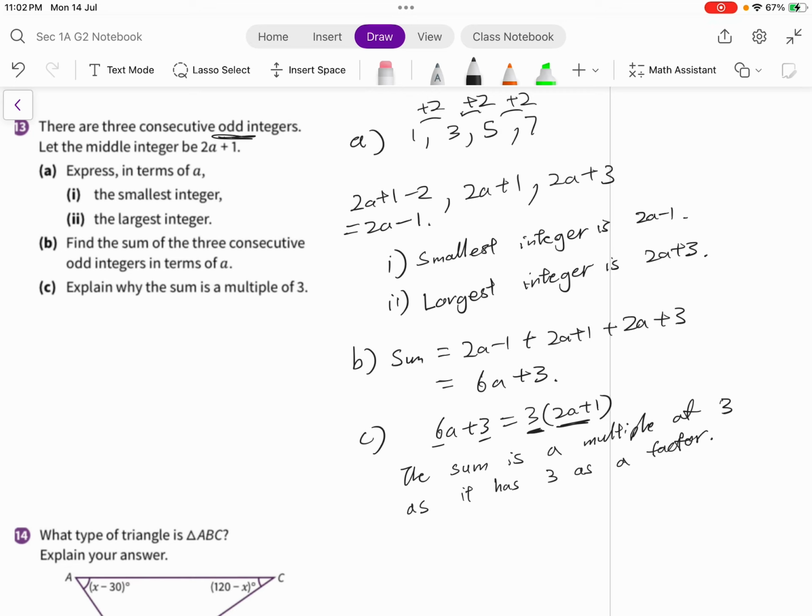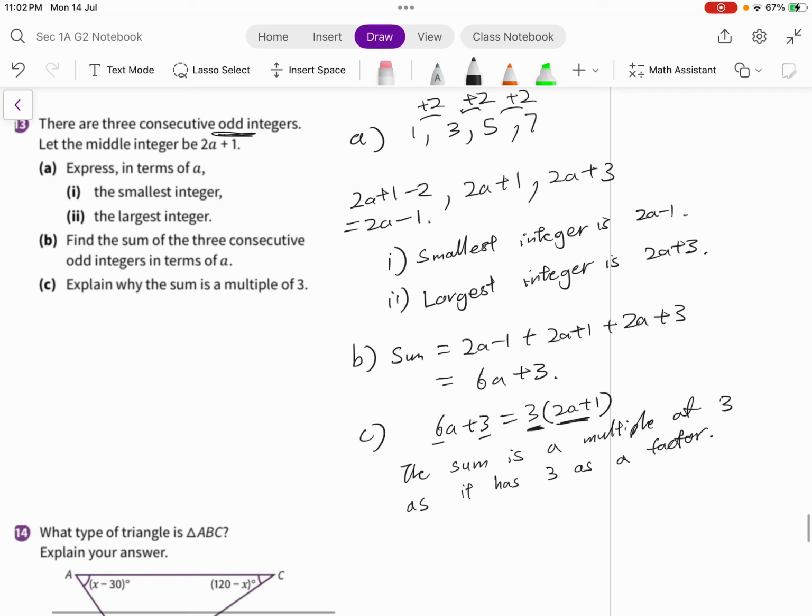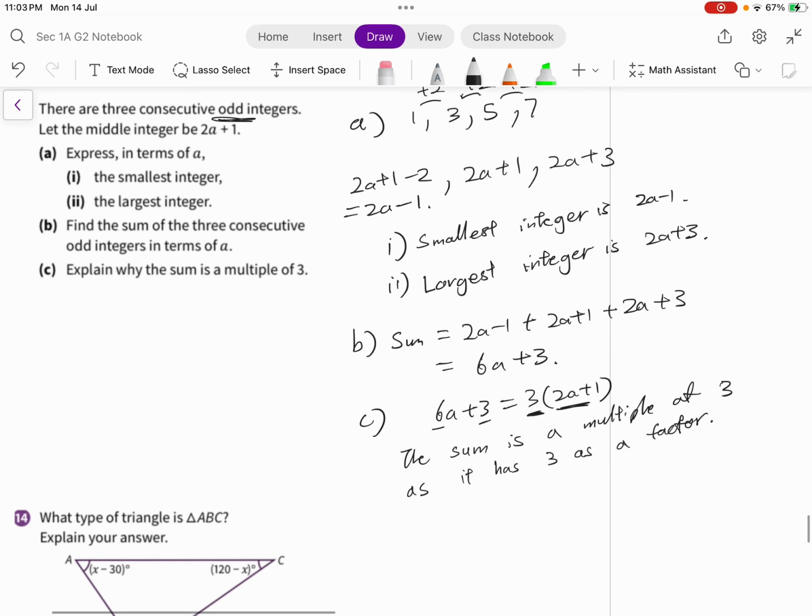So the sum is a multiple of 3 and it has 3 as a factor, which is why it's also a multiple of 3. Multiple of 3 means 3, 6, 9. As long as it has a factor of 3, it is a multiple of 3, and this whole expression has a factor of 3 here. Alright, okay, so the last one.